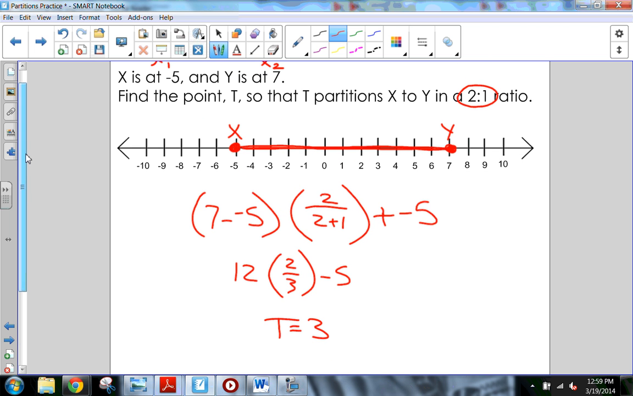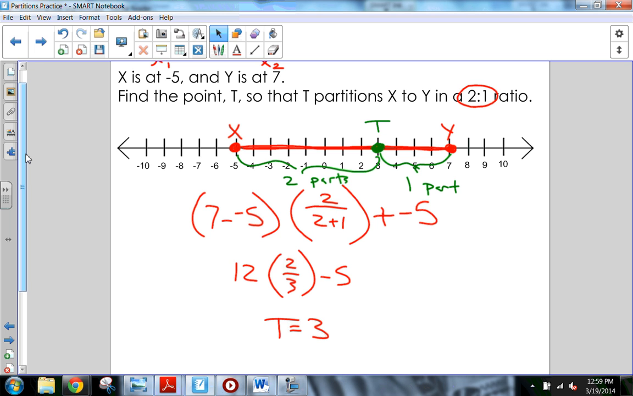I want to go back up and plot point t at 3, right here is t. t is at point 3, and I want to make sure: does it look as if this is 2 parts of the line, 2 parts to 1 part? It does look like that. If I divided the line up into 3 equal parts, 2 of them would be here, and 1 of them would be here. So that's where that comes from. That is partitioning a line segment.